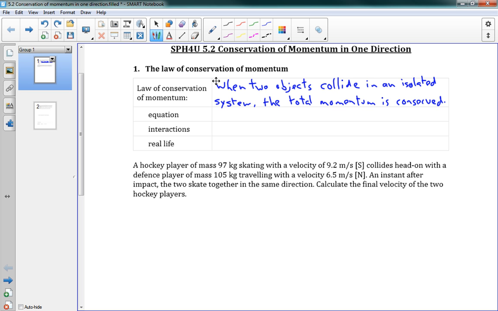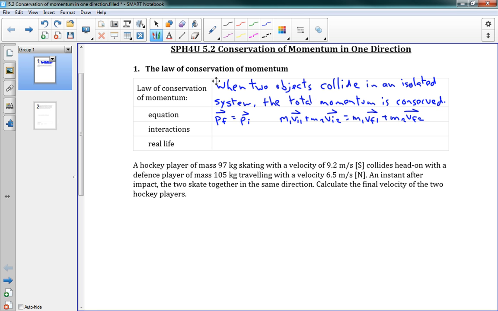Okay, and we have an equation for this. It is Pf, the final momentum, is equal to the initial momentum. And if we want to write that in a longer way, with two objects, we can say m1 vi1 plus m2 vi2, so this is the initial, is equal to m1 vf1 plus m2 vf2, the final. So you can see there the initial equals the final.